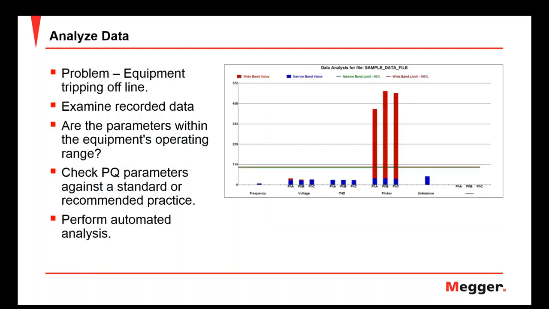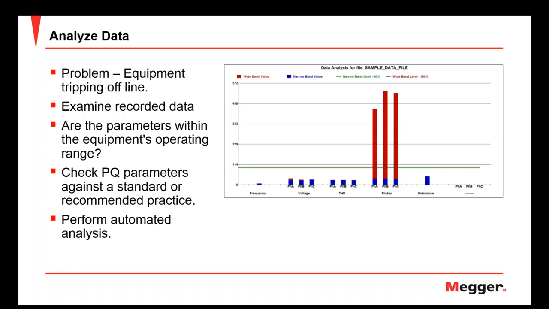Now, analyzing the data. Getting the data is half the battle. The other half is analyzing it. How do we know what we saw as a problem? Here's an example of a piece of equipment that's tripping offline. If I'm troubleshooting a motor or a transformer, I really want to look at that nameplate data to get my values. With this, I'm going to be analyzing this first based on IEEE standards.